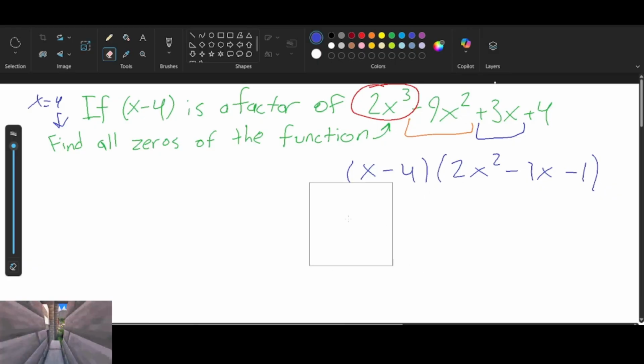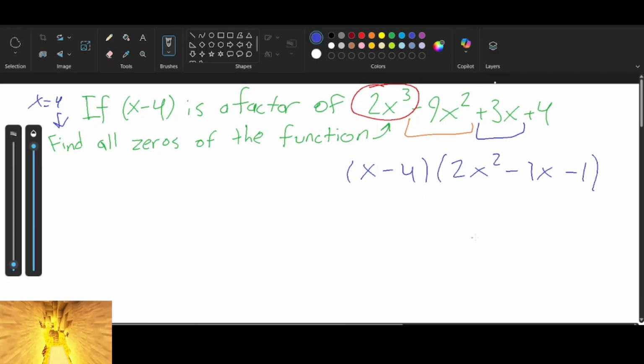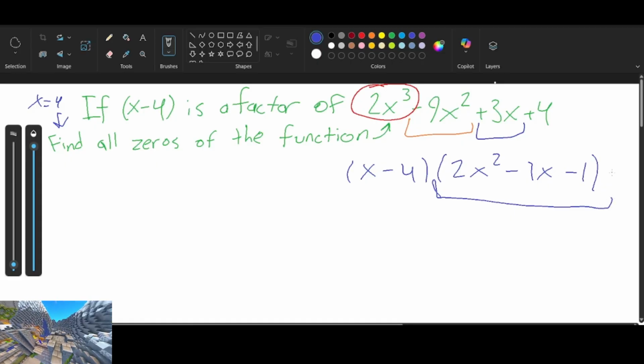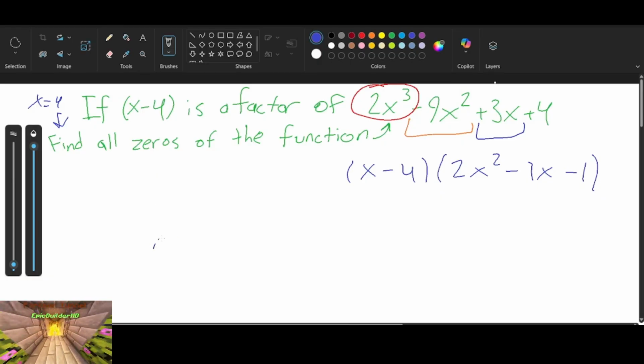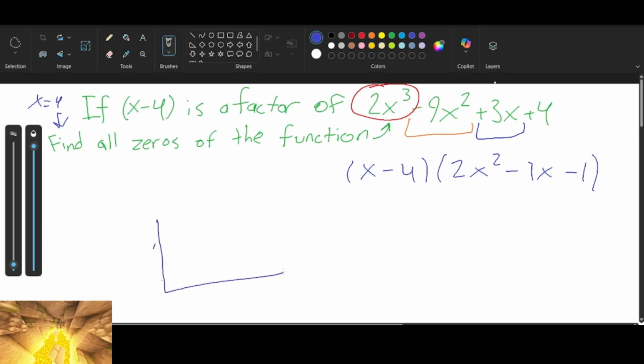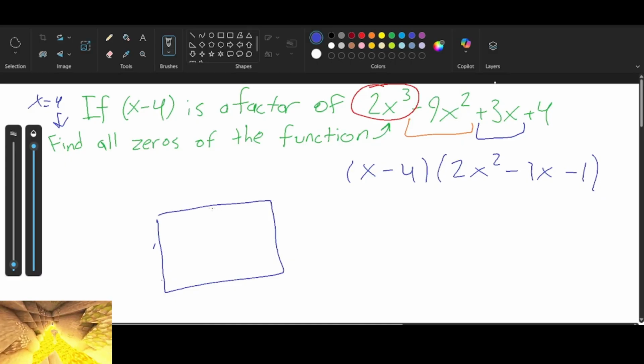That's x equals 4. But I don't know what 2x squared minus 1x minus 1 equals 0 is. Like, I don't know how to find those x's right now. So I need to factor again. So instead of dividing polynomials, I'm just going to do a regular old reverse box method here. I know that it's got to be a 2 by 2 because it's a degree 2 polynomial.